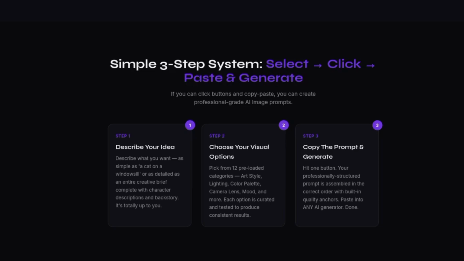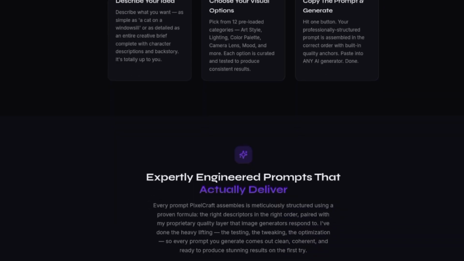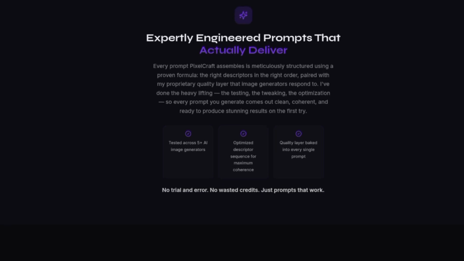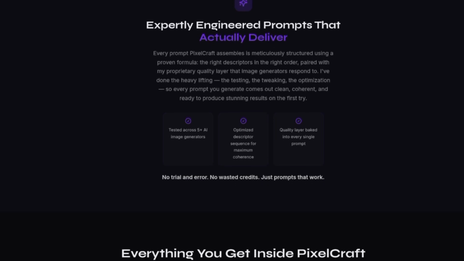As you make your selections, the software automatically assembles everything into a structured prompt designed to work with AI image generators. What I personally like about this approach is that it removes a lot of the frustration. Many people don't struggle because they lack creativity. They struggle because they don't know the exact wording that AI models respond to. PixelCraft attempts to bridge that gap by handling the structure for you.